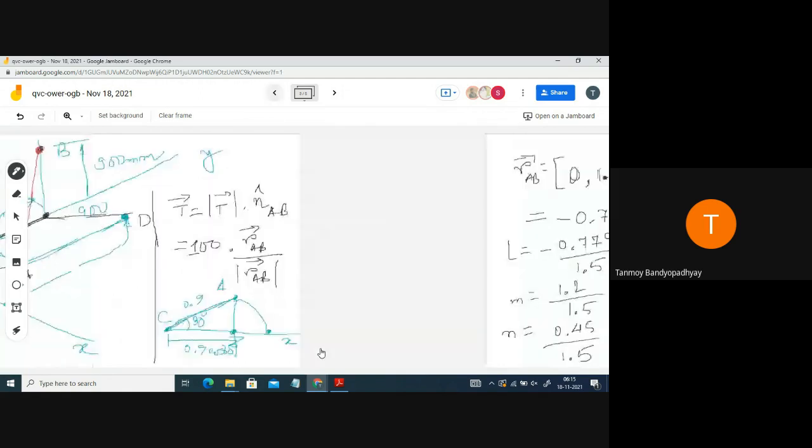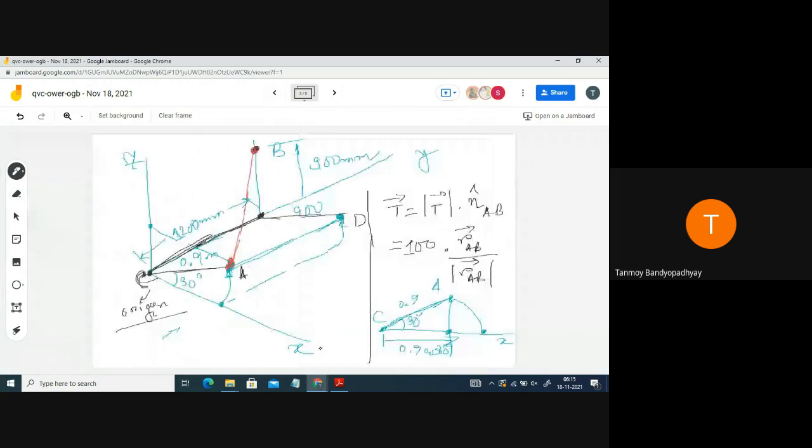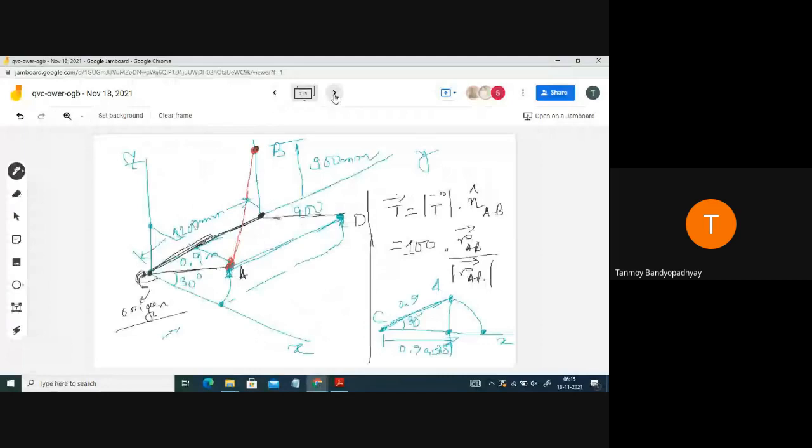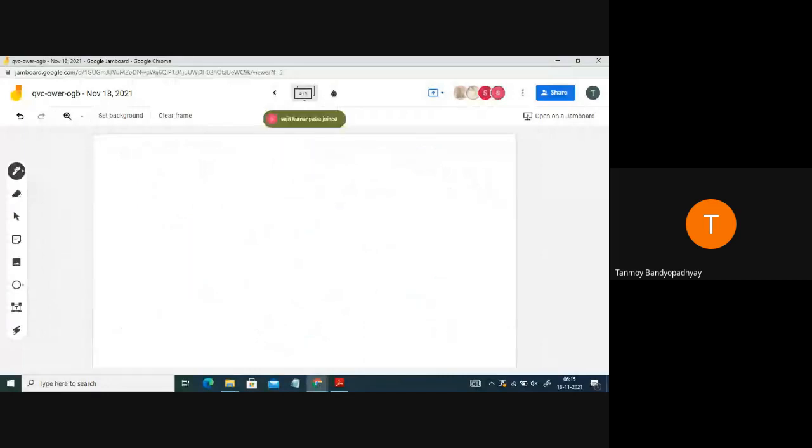Next, we have calculated the T vector, this part is done. Now we have to find a unit vector in the direction of CD. How do we calculate a unit vector in a direction? We have to calculate n cap CD. So n cap CD is equal to the position vector r_CD divided by the magnitude of the position vector r_CD. For that you have to find the coordinates of the point D and the coordinates of the point C.